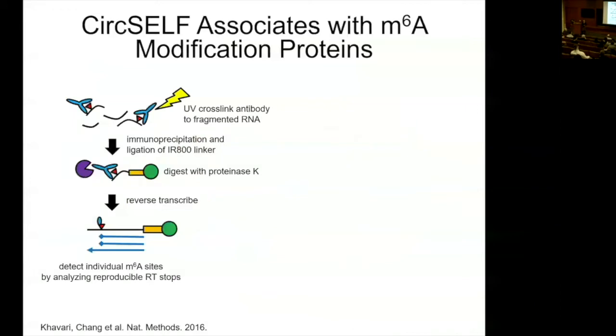And so to test this hypothesis, we used a method called RCLIP with m6A, where we use an antibody that recognizes the RNA modification.